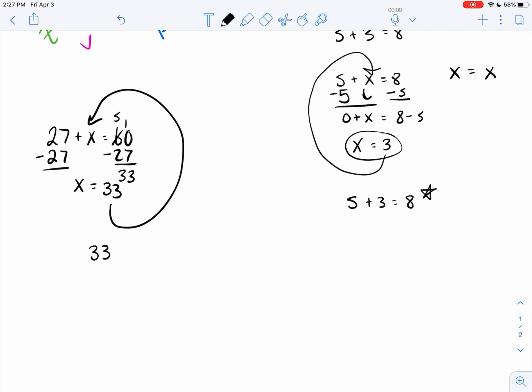Let's go ahead and plug that 33 back in for x to make sure that that's correct. We've got 33 plus 27. 7 plus 3 is 10, so carry the 1. 3, 4, 5, 6. 60. So this is true.